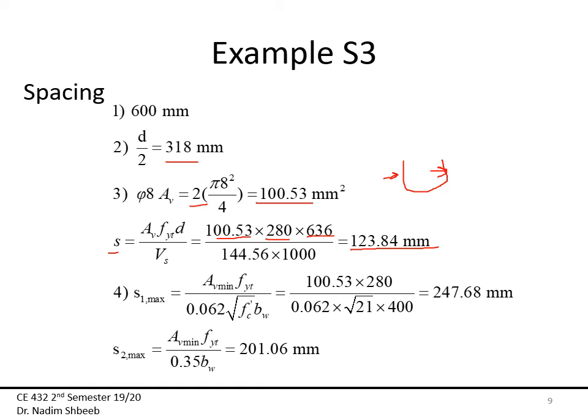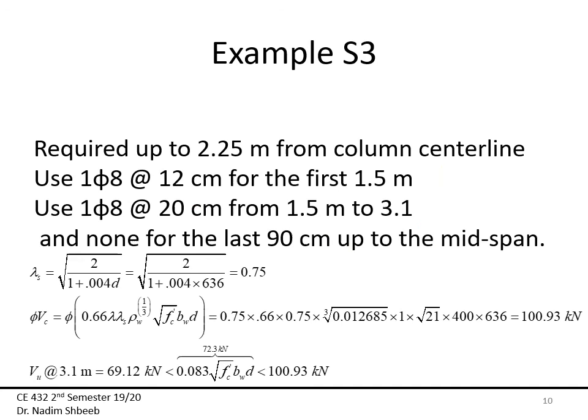Okay, now S1 max and S2 max. And these are, like I said, if you're using Av, then these need to be satisfied. One is 247 and the other is 201.6 millimeters. Based on that, the smaller one is 123.84, so I probably have to use this one.